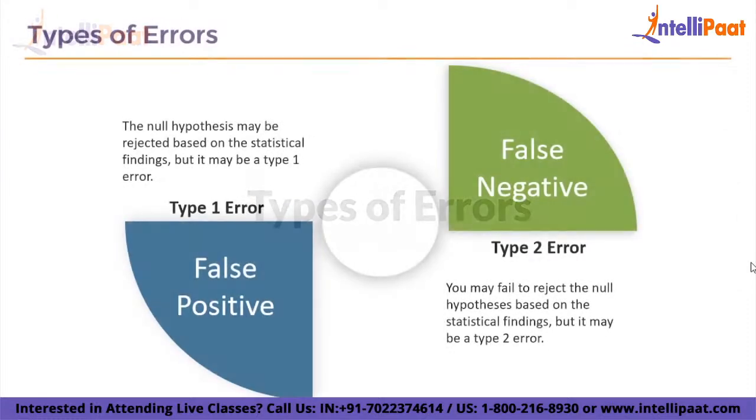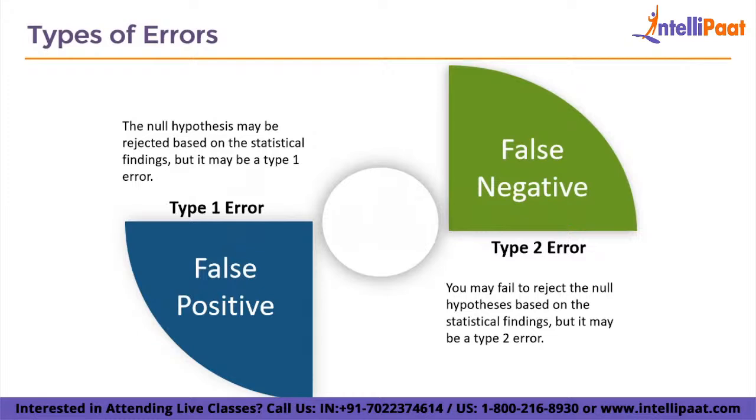So mainly we are having two types of error, that is type 1 error and type 2 error. The first error that we are having is type 1 error, which is also known as false positive. The null hypothesis may be rejected based on the statistical finding, but it may be a type 1 error. So this is a formal definition. Let's understand by an example.